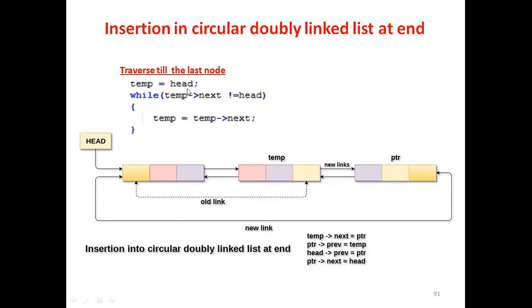So temp equals to head. Starting from the first node, we'll traverse. First node's address is present in head. So temp equals to head. And then while temp next is not equals to head, what to do? Temp equals to temp arrow next we have to do. So this way we will come to the last node. That means the temp will point to the last node.